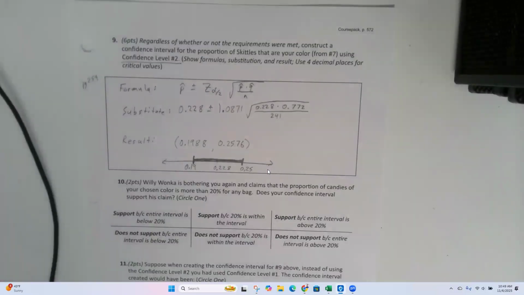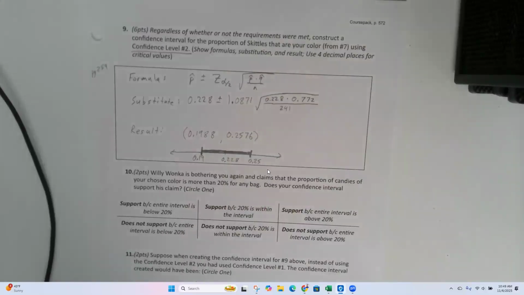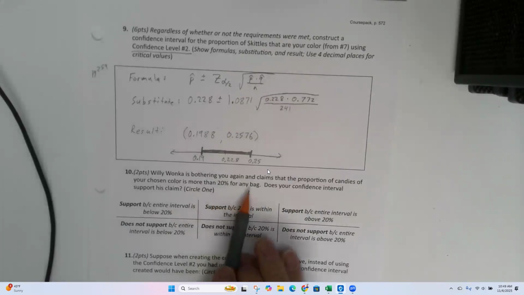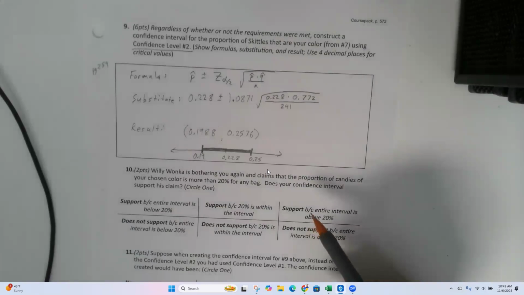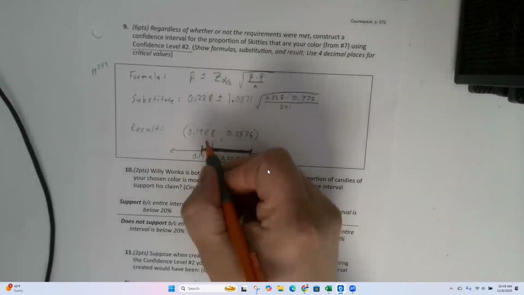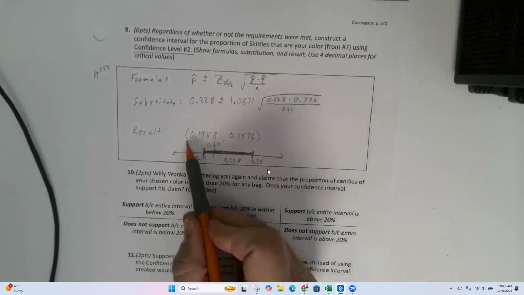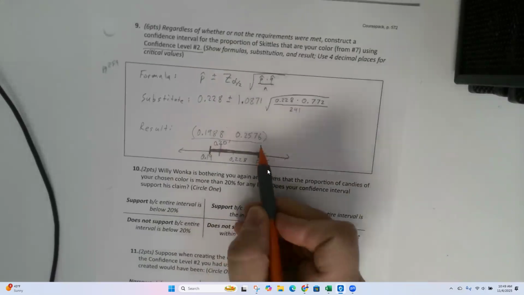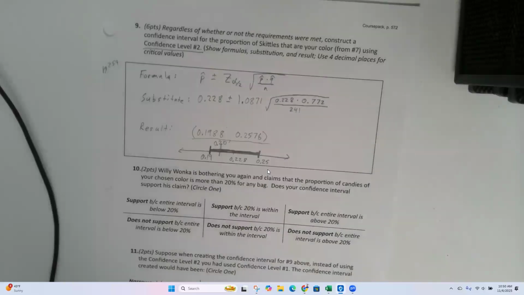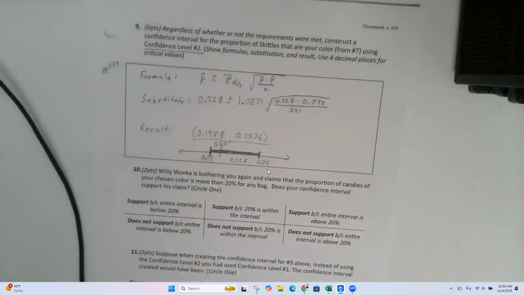Willy Wonka is back. He's bothering us again. He claims that the proportion of candies of your chosen color is more than 20% for any bag. Does your confidence interval support his claim? Well, 20% in my case is here, 0.20. So in my case, 20% is in my confidence interval. I am 72% confident that the proportion of yellow Skittles is somewhere between 19% and 25%, and I'm correct. In this case, I was 72% confident and I was accurate because 20% is in that range.